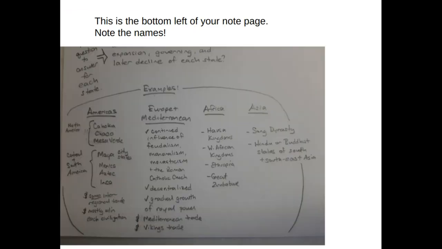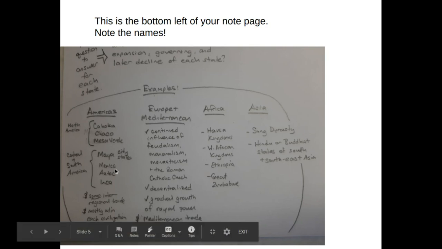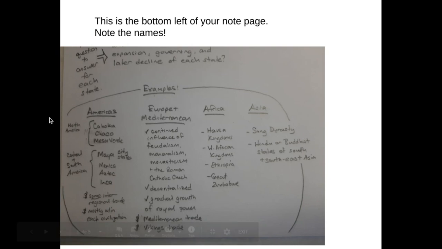Below this, I'd like you to note the regions and the names of states under each region. For right now, just listen carefully, and then you can go back to this and add your notes afterwards. In the Americas, we've already learned about Central and South American states, the Maya, the Mexica, Aztec, and Inca. We touched upon these states in North America, but not to great depth. The important thing to know about the Americas is that there is some interregional connection and trade, but mostly each of these states was focused within itself.